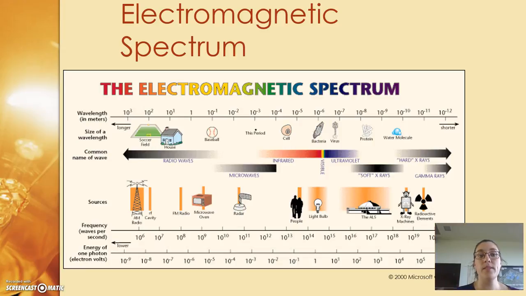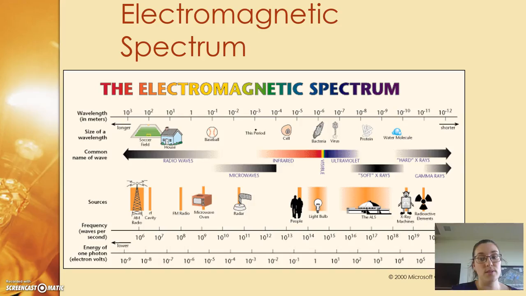Okay, so here we have the electromagnetic spectrum, and this is basically a way to compare the wavelengths of electromagnetic radiation, of which light is a kind. Here we have what we would normally see as light, which is our visible light. You can see it's only a tiny, tiny amount of the electromagnetic spectrum.